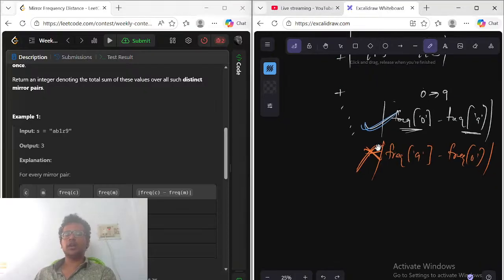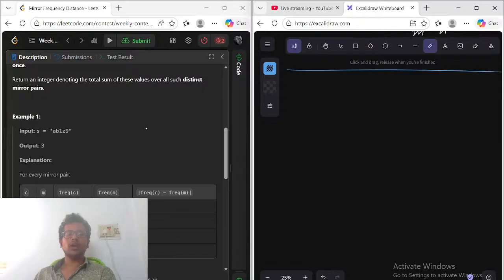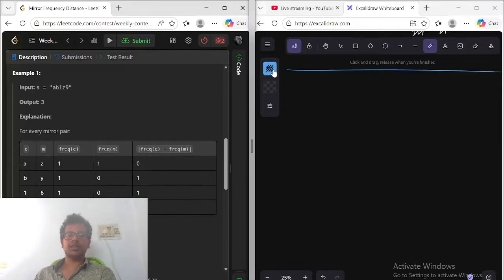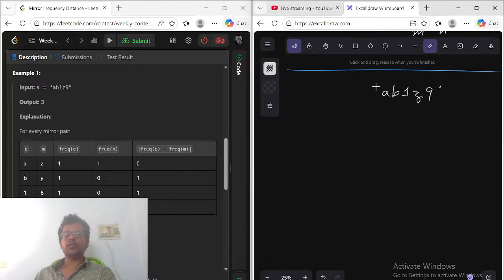Let me tell you how we can solve this. Let's take an example: AB1Z9. Now, for A, frequency of A is how many times? 1. Frequency of B is 1. And frequency of Z is 1.